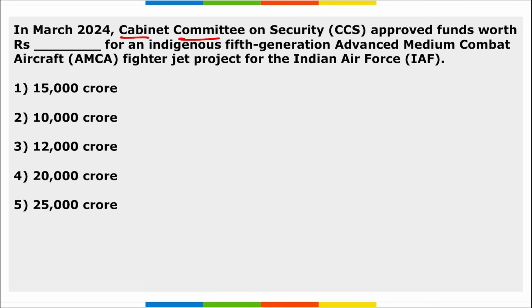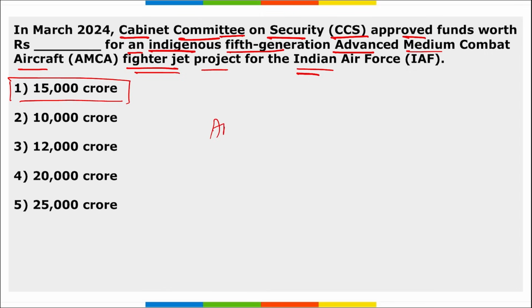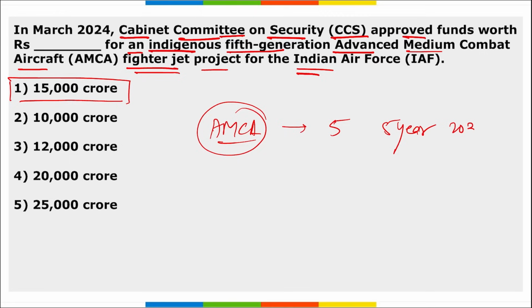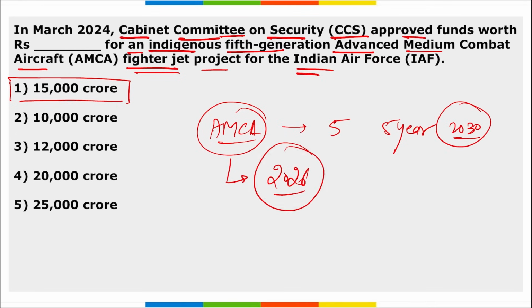Next, in March, the Cabinet Committee on Security approved funds worth how much amount for an indigenous 5th generation Advanced Medium Combat Aircraft fighter jet project for the Indian Air Force? So CCS approved funds worth 15,000 crore rupees for the indigenous 5th generation Advanced Medium Combat Aircraft fighter jet for the Indian Air Force. Right? And AMCA, that is Advanced Medium Combat Aircraft, correct? This project aims to develop the first 5 prototypes over the next 5 years, that is by 2030, with the first prototype of this AMCA rolling out in 2026.